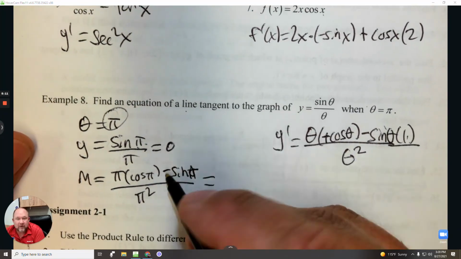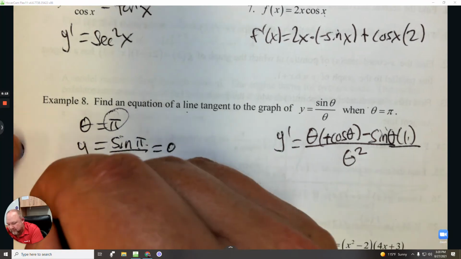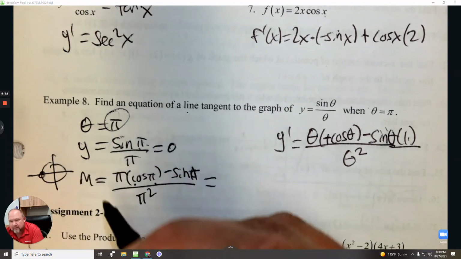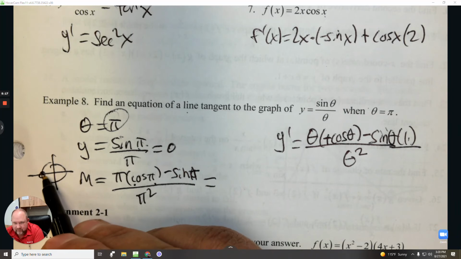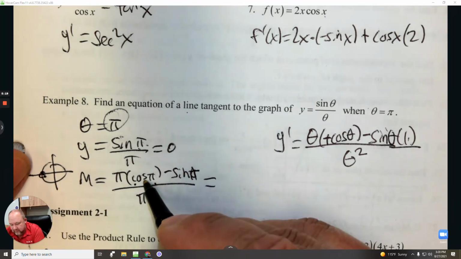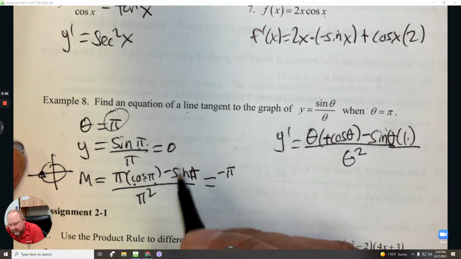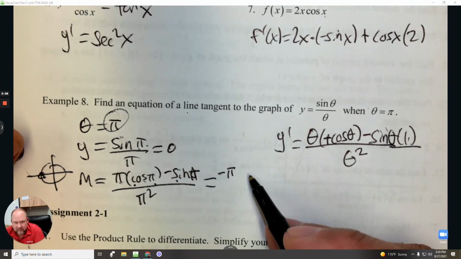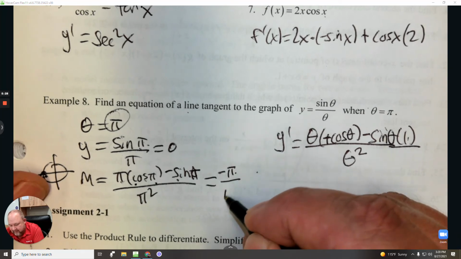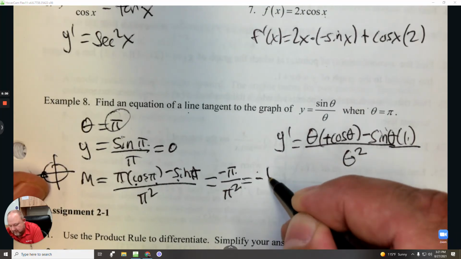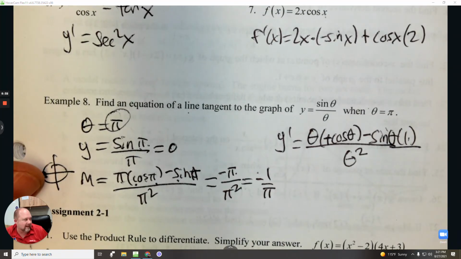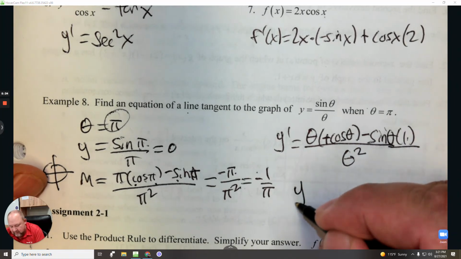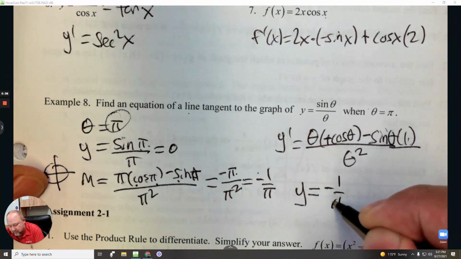Yummy. So cosine pi, so probably good to have a picture. This is where pi is. So cosine's the x value there, so it's negative 1. So this is negative pi. The value of sine at pi is 0. That's the y value, so I don't need to subtract 0. And that's over pi squared. So if I put it all together and simplify it, I get negative 1 over pi. So the slope of the tangent line is negative 1 over pi.